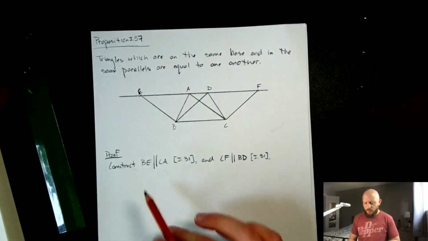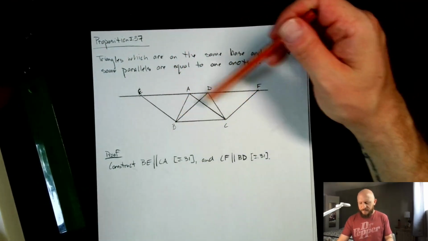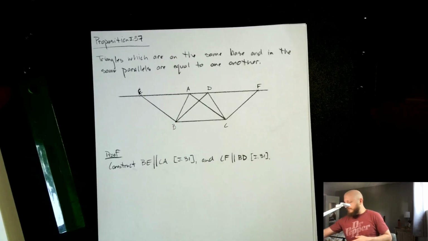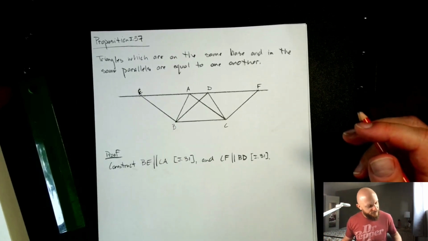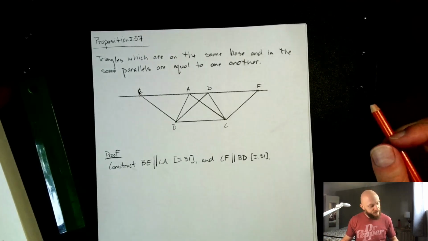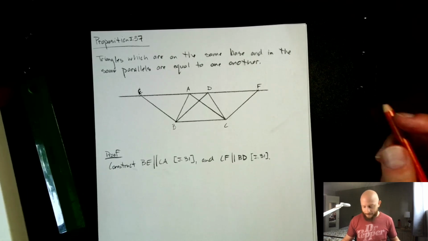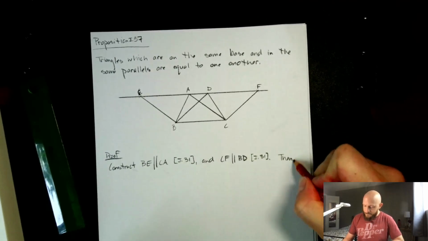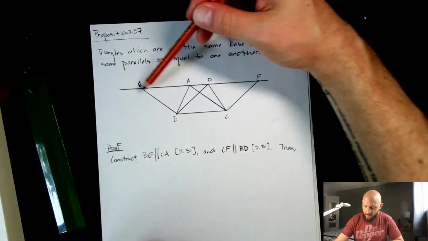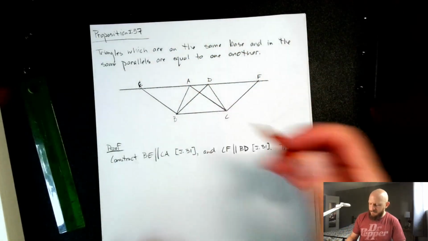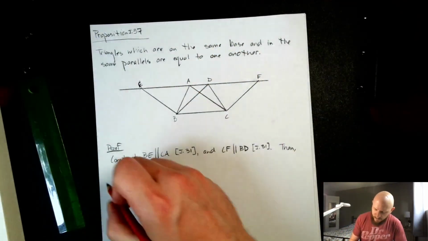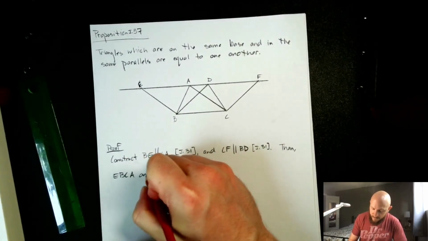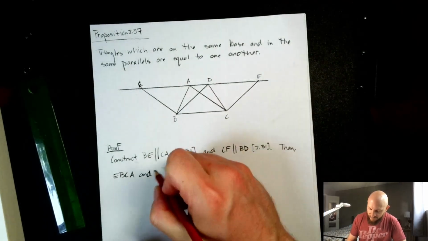Okay. So we've constructed BE parallel to CA. We've constructed CF parallel to BD. So what have we just constructed? Well, we've made two parallelograms. So the two parallelograms we have are EBCA. I guess there are maybe other parallelograms in there, but the important ones are EBCA, and the other one is DBCF.